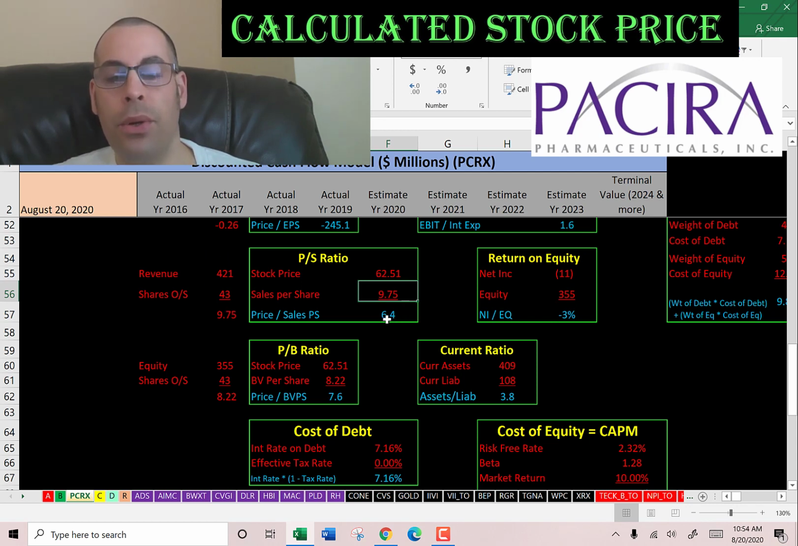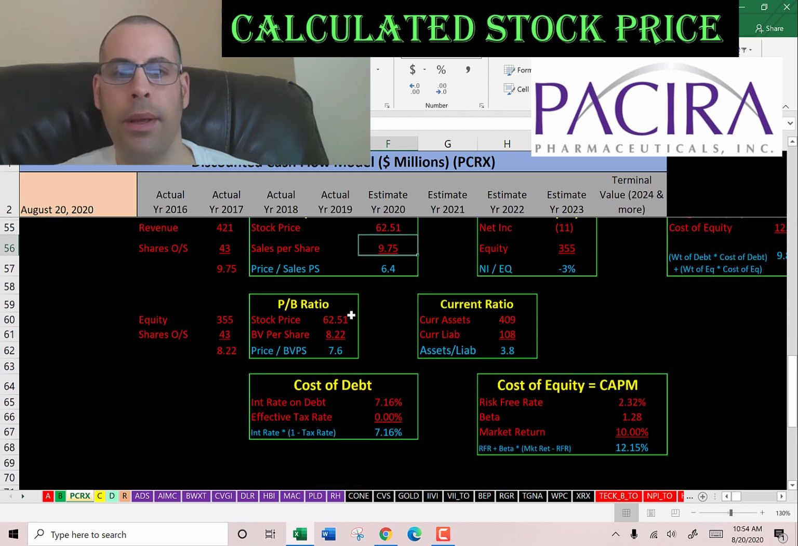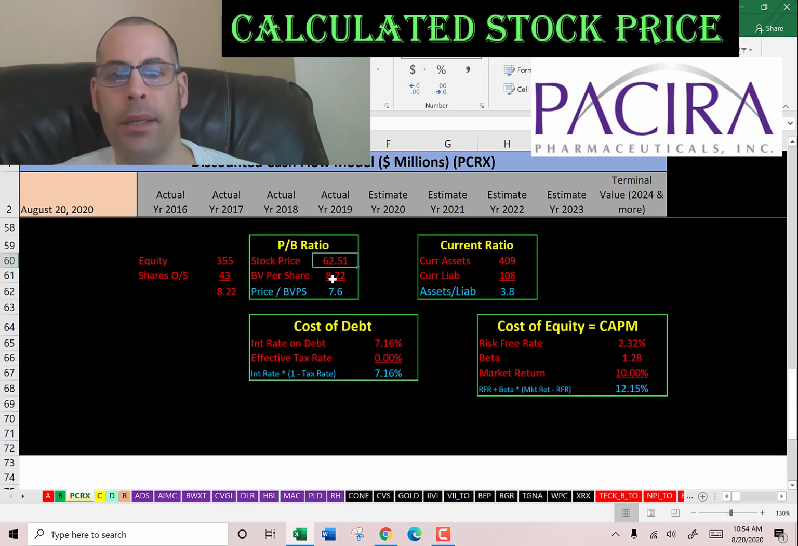I like to see below 2.5, they're at 6.4, so investors are paying $6.40 for $1 of revenue. Price to book is stock price over book value per share. To calculate book value per share, that's equity over shares outstanding. I like to see below 3.5. They're at 7.6. So investors are paying $7.60 for $1 book value.